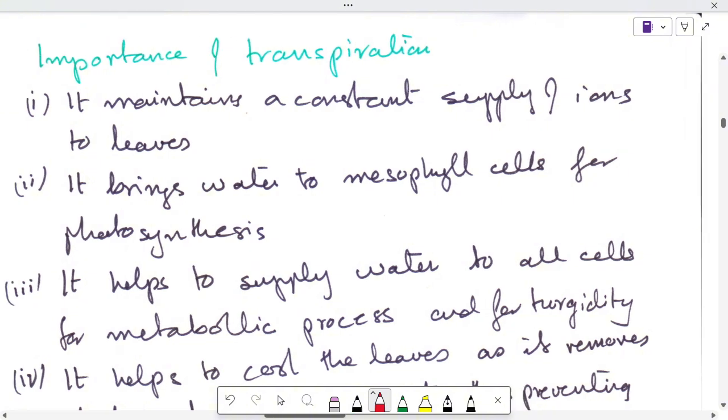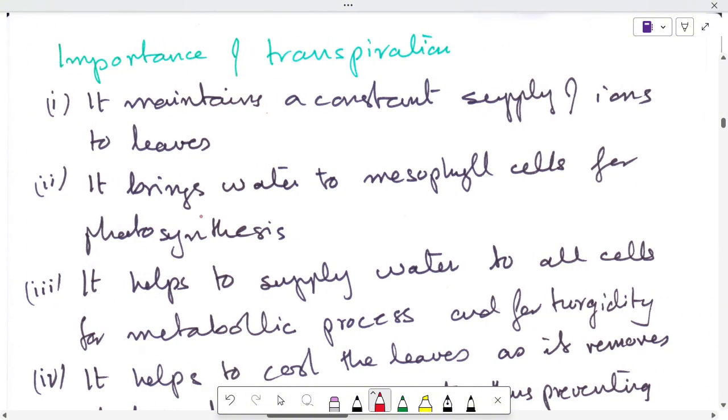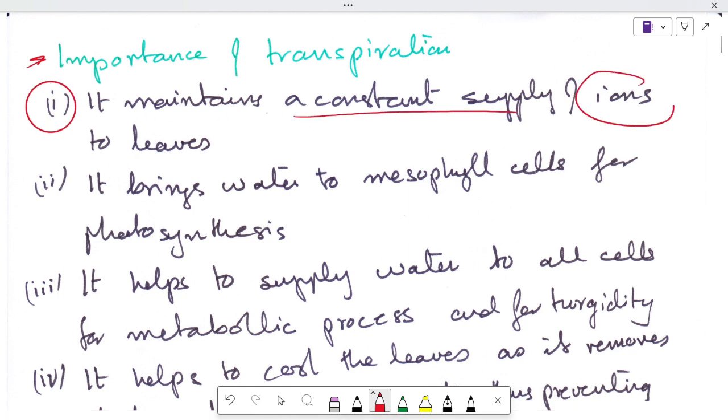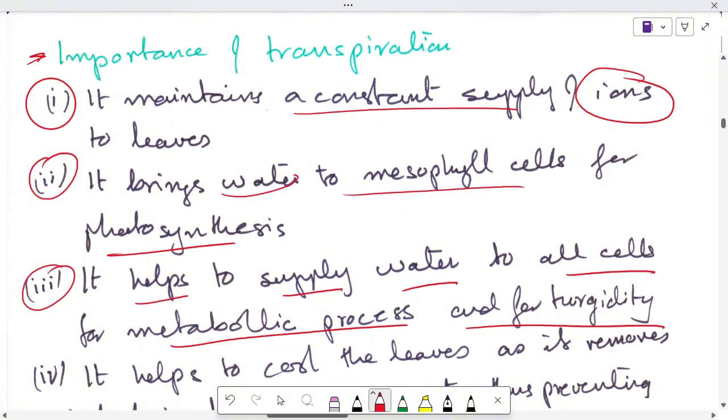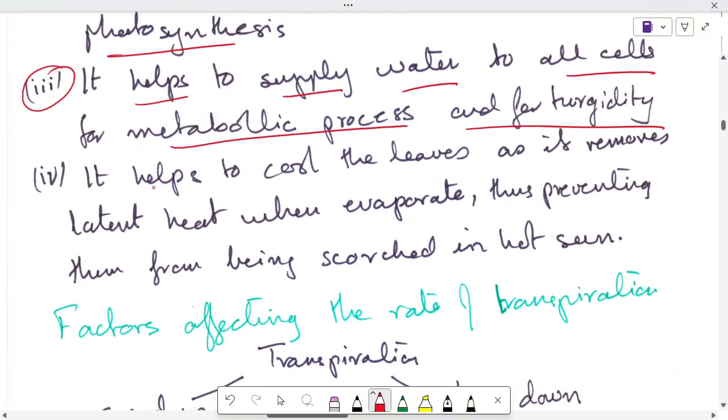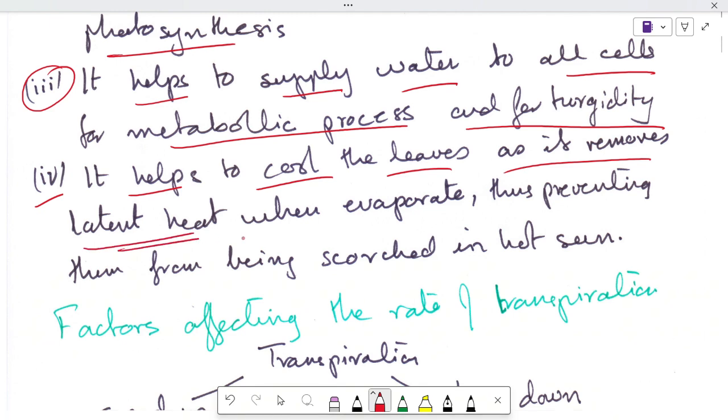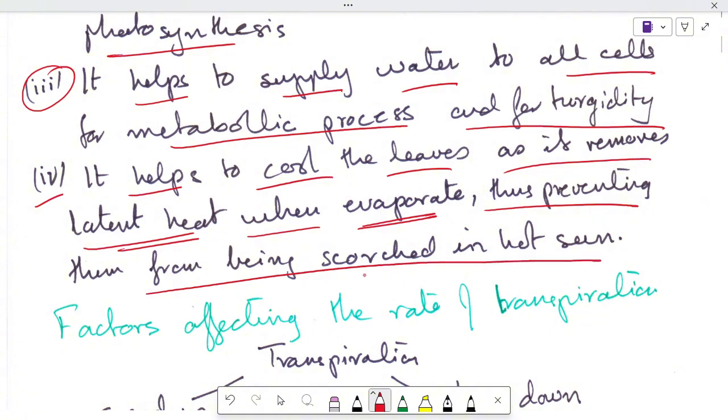Now, the importance of transpiration. Why is it so important? Number one, it maintains a constant supply of ions to the leaves. Number two, it brings water to mesophyll cells for photosynthesis. Number three, it helps to supply water to all cells for metabolic processes and for turgidity. Number four, it helps to cool the leaves as it removes latent heat when water evaporates, thus preventing them from being scorched in the hot sun.